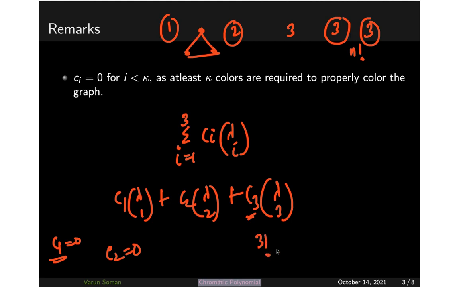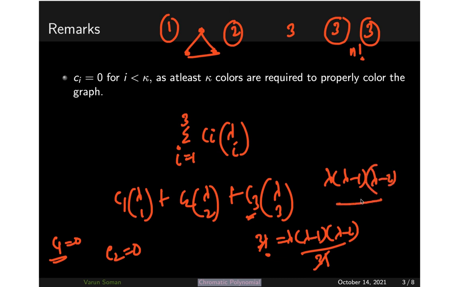So the formula would be 3 factorial into lambda C3, that is lambda into lambda minus 1 into lambda minus 2 by 3 factorial. So this is the chromatic polynomial, which is lambda into lambda minus 1 into lambda minus 2. Okay, so this I have done using the formulaic approach, but without using the formulaic approach itself, you can use common sense to derive the chromatic polynomial.